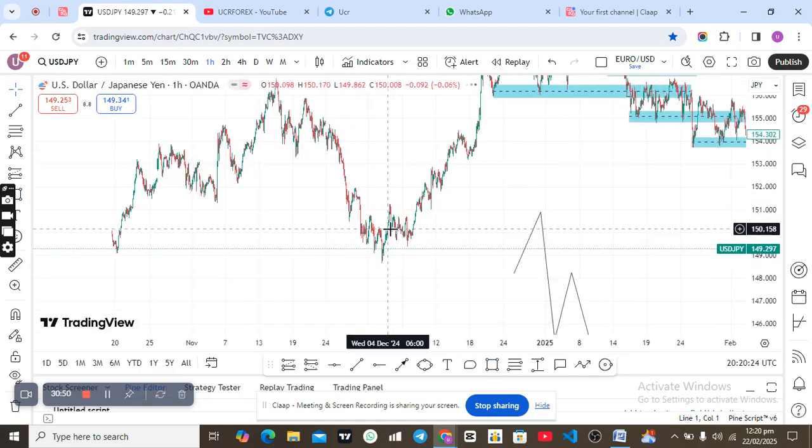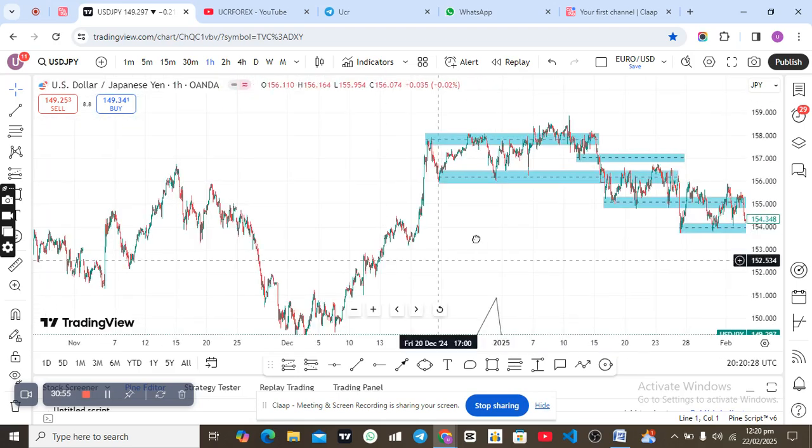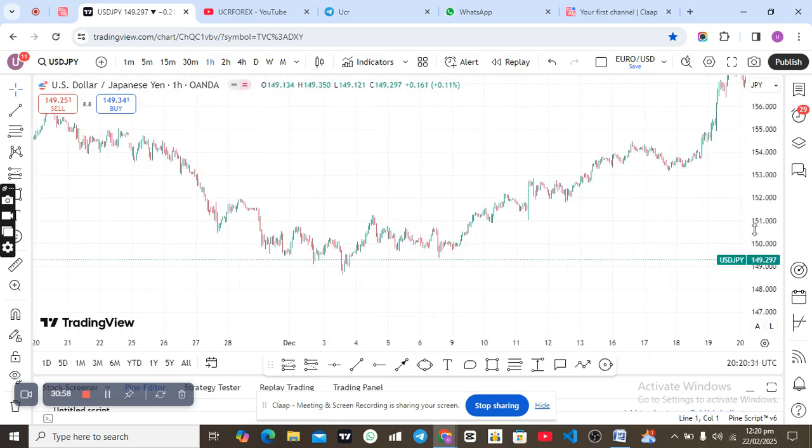But look at what really went on around here. Just look at what really happened there. I just want to show you guys what really happened around this zone. Look at this particular part.